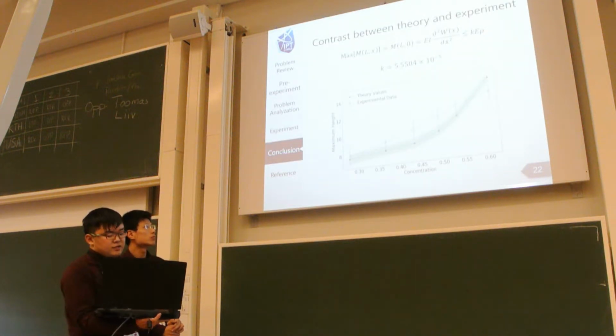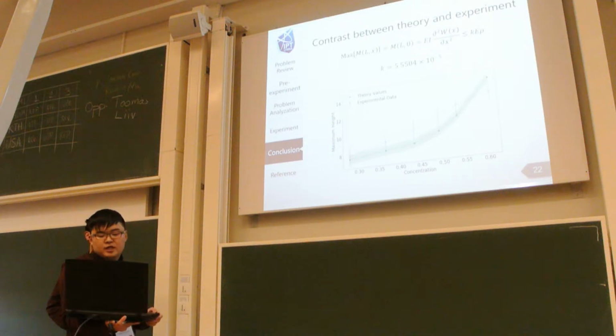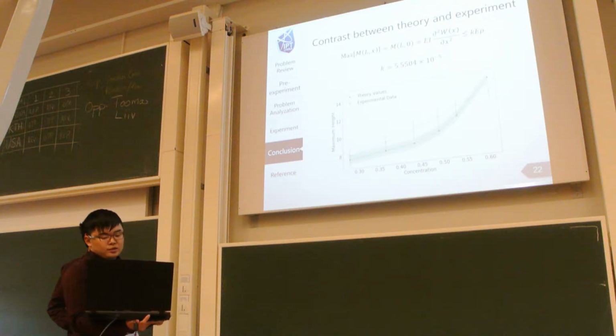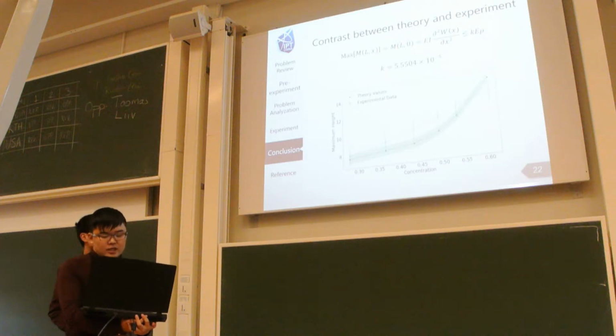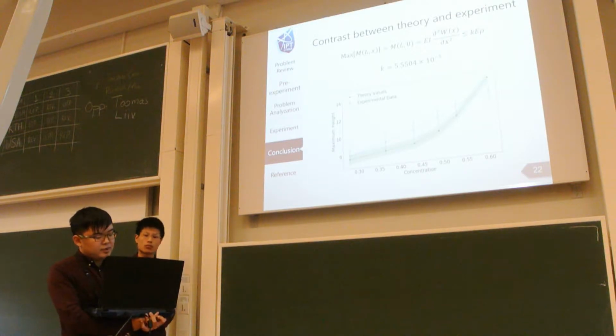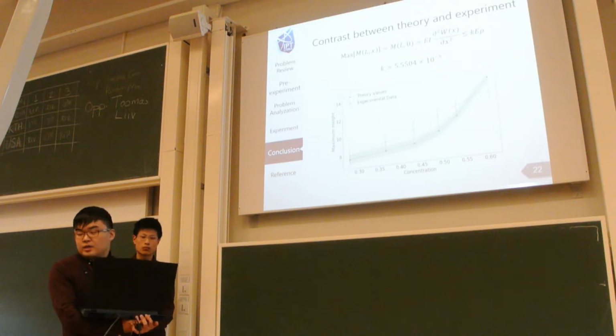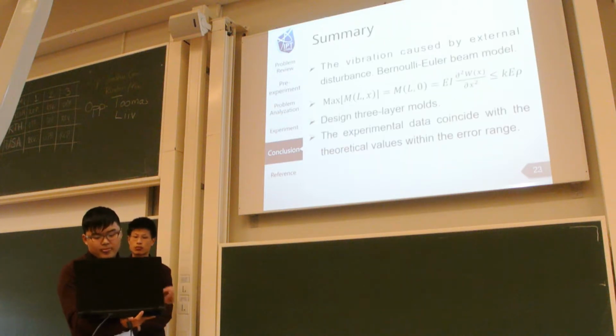The result of the experiment and the theory values are here. The maximum height of the tower becomes higher when the concentration of the gelatin bricks becomes higher, as we see. The green line is the theoretical analysis and the blue line is the experimental result and the error range. We can see the theory coincides with the experiment result.